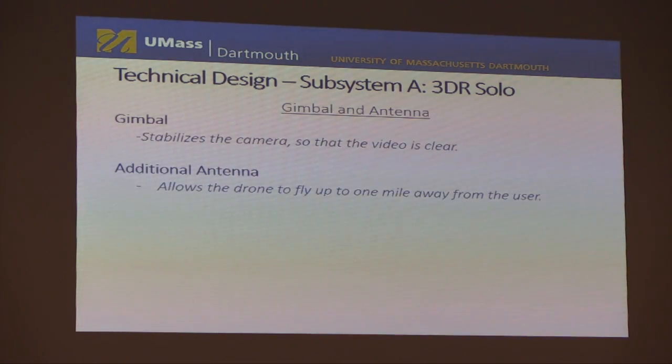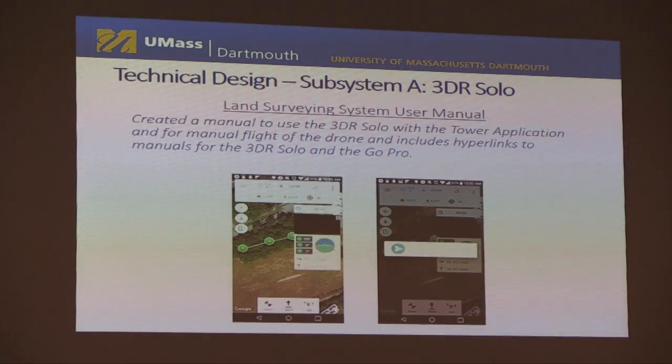So the gimbal and antenna: we just bought a gimbal to stabilize the camera so that the video was more clear. And then we bought additional antennas so that we could fly the drone a mile away from the user, instead of the half a mile that it was. Okay, we also made a land surveying system user manual.